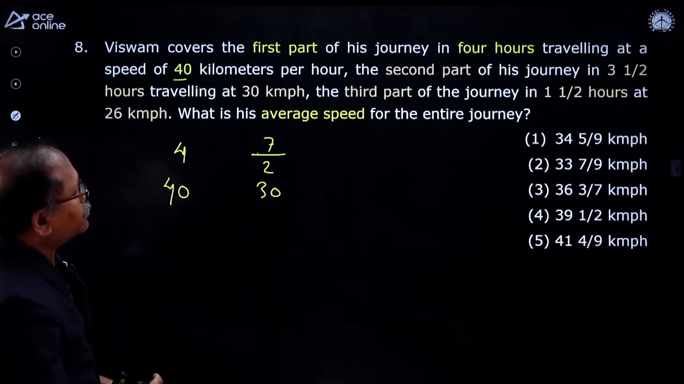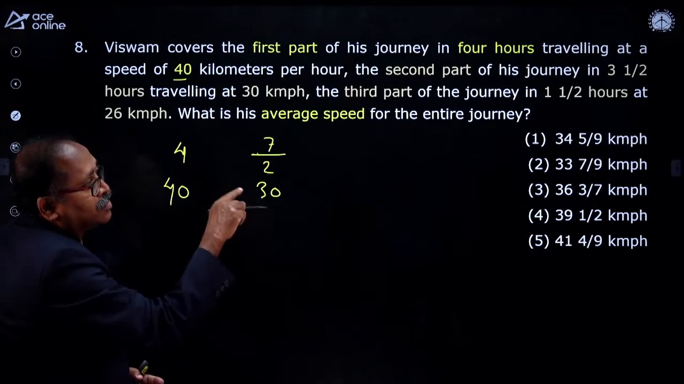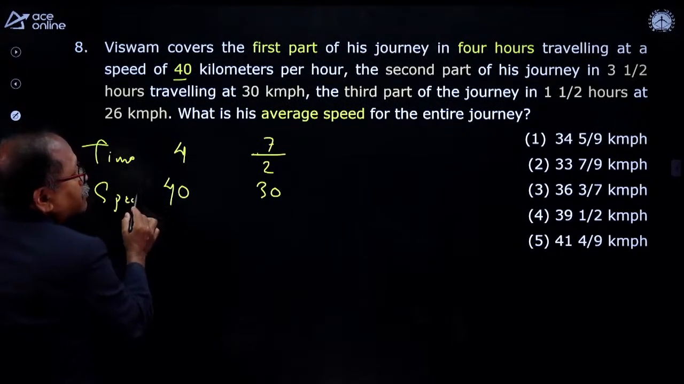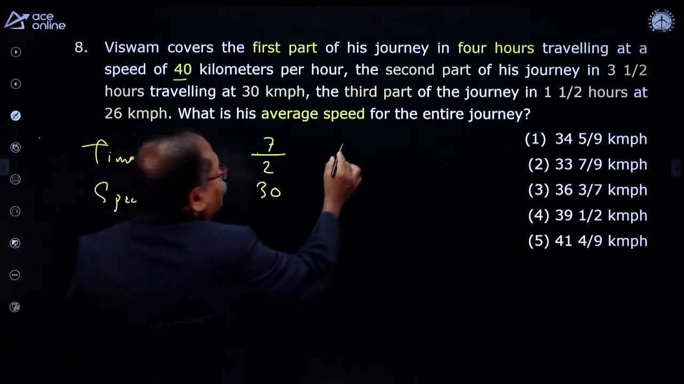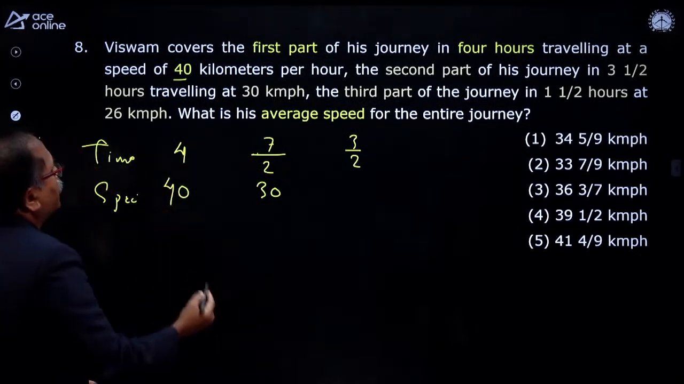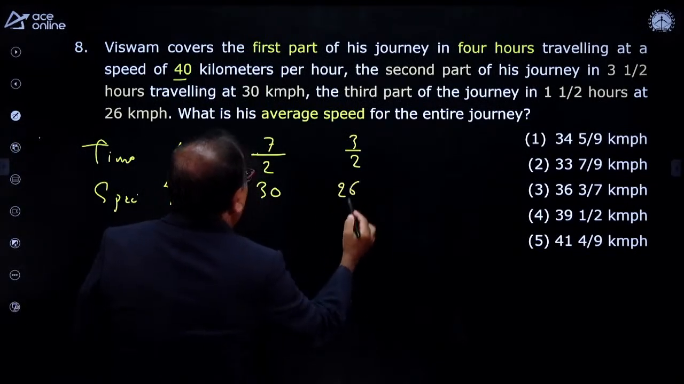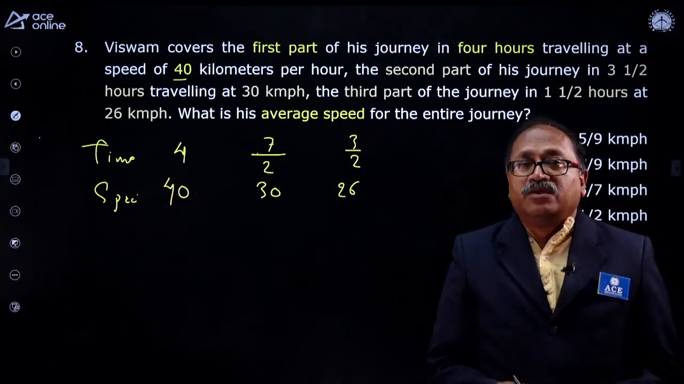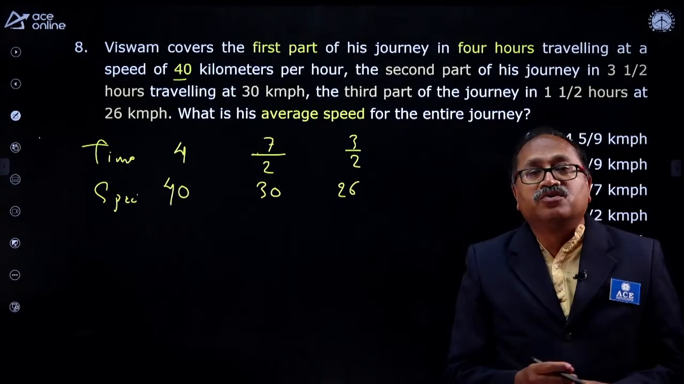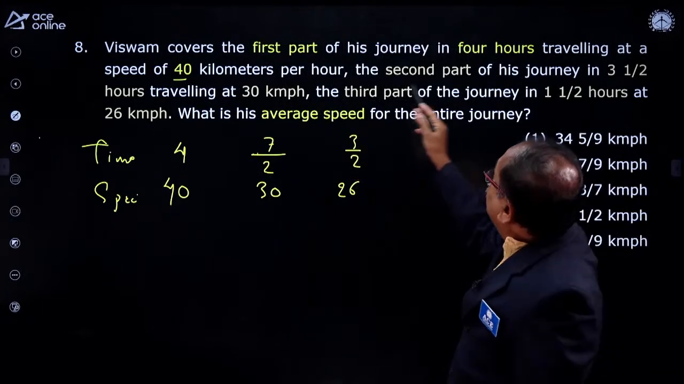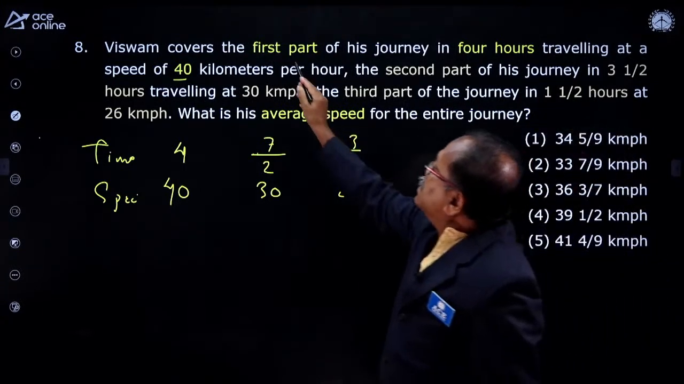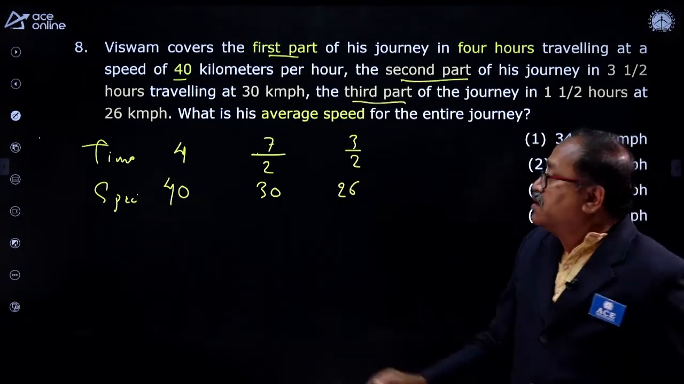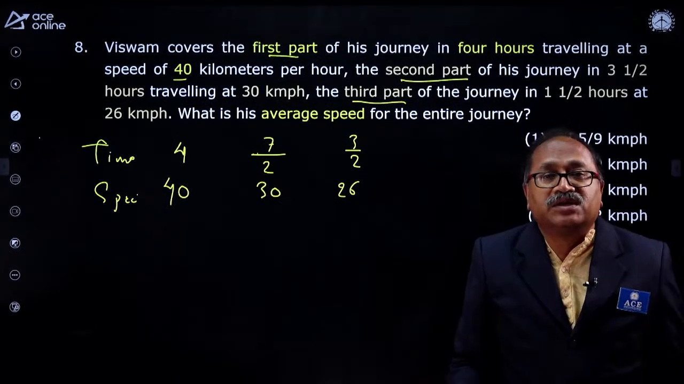And the third part of the journey in 1.5 hours, that is 3 by 2 hours, with a speed of 26 km per hour. So the time is given to us, and here we have the speed. You are asked to find the average speed. You know the basic formula: average speed is equal to total distance by total time. But is it said that the distance is equal? No. It is only said for the first, second and third parts; the time and the speed are given to you.